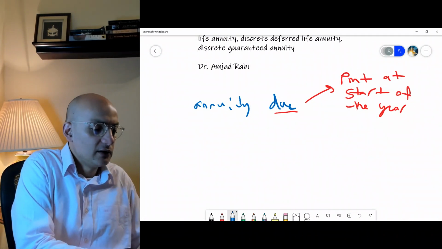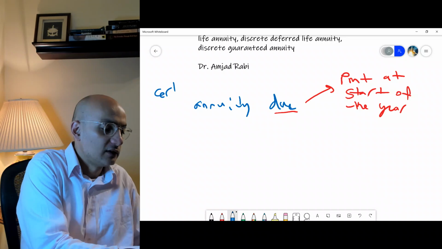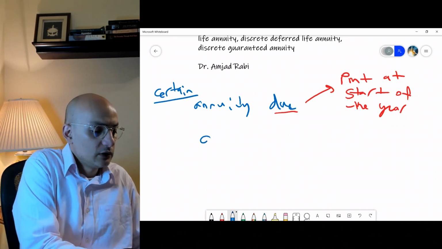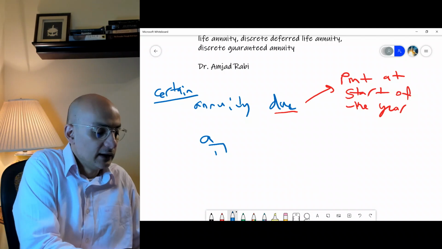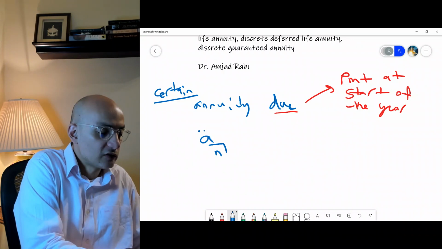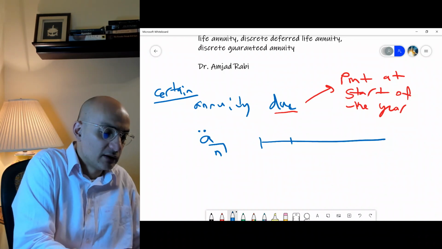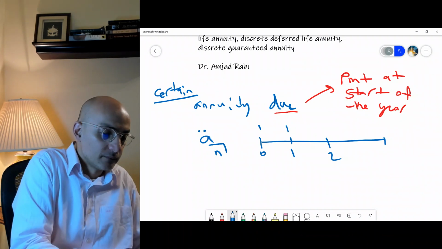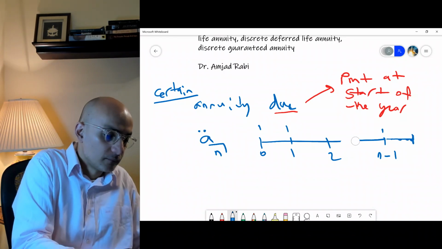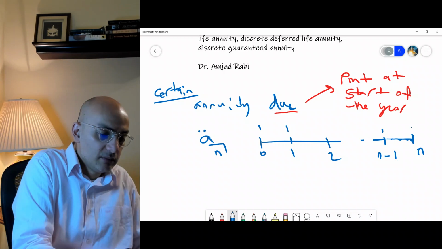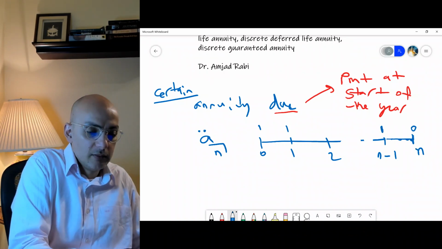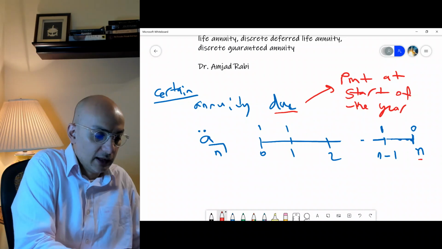In the interest theory case, the certain case, we looked at a angle n, and instead of the continuous, we'll use the two dots to say that it's due at the beginning of the year. So this one will give us a payment at times 0, 1, 2, at the beginning of the year, and the last term at n will have 0. But remember that this is n and this is n.